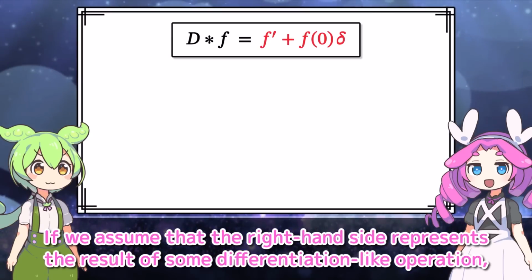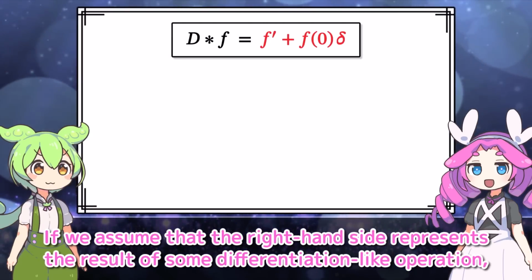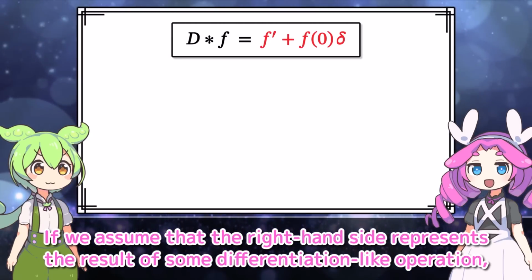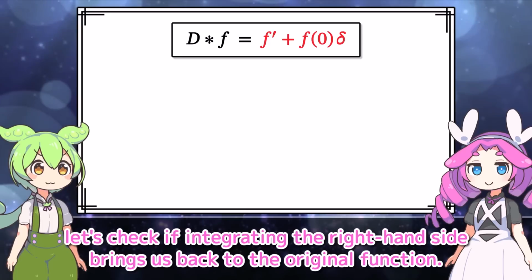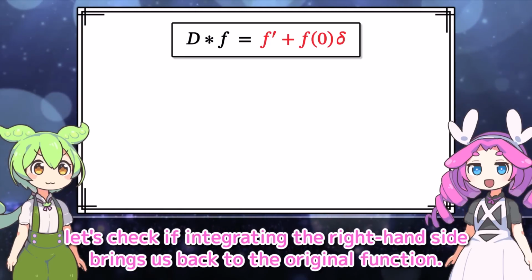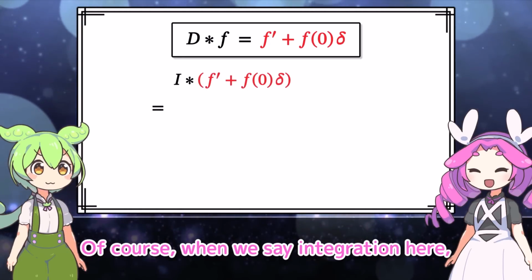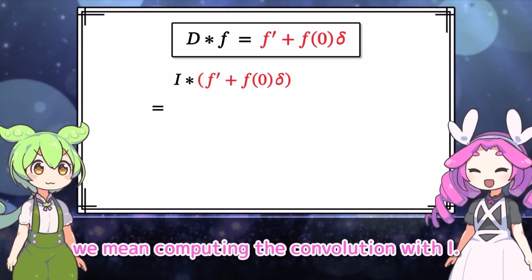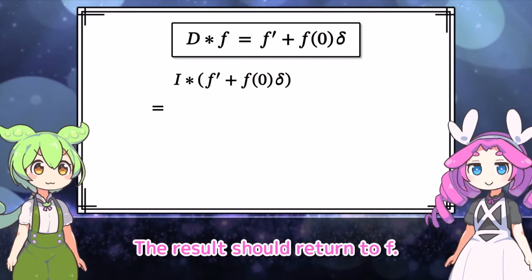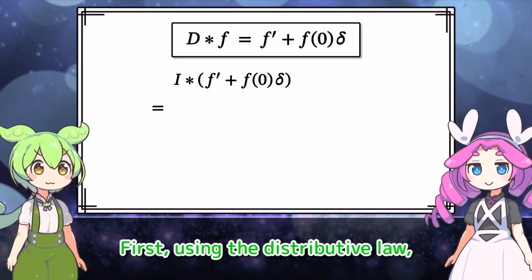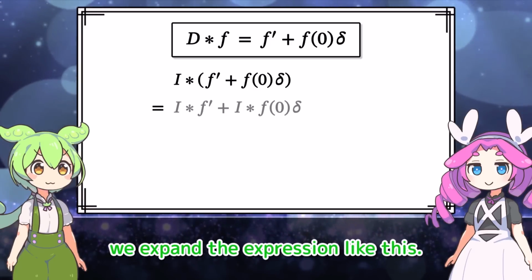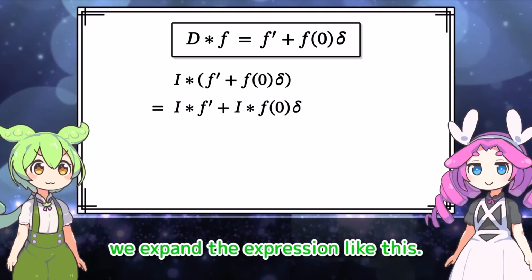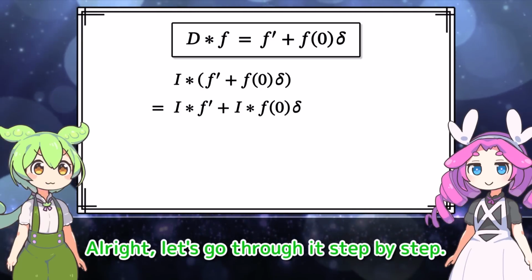If we assume that the right-hand side represents the result of some differentiation-like operation, let's check if integrating the right-hand side brings us back to the original function. Of course, when we say integration here, we mean computing the convolution with I. The result should return to f. Let's try it. First, using the distributive law, we expand the expression like this. Alright, let's go through it step by step.